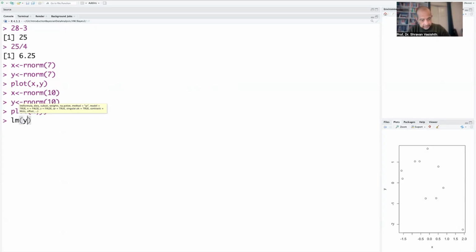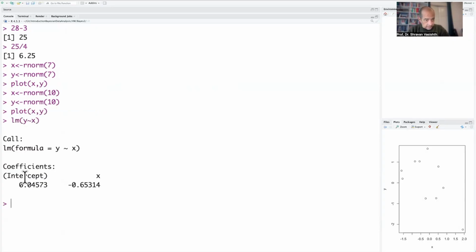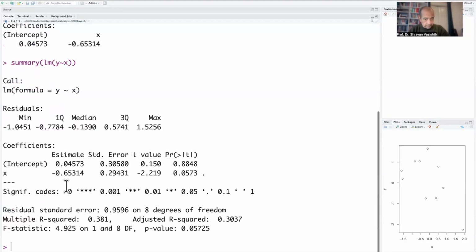I don't know what the linear model would tell me, but let's see. Y is a function of X, right? So it shows me a slope of minus 0.65, and is it significant? Yeah, it's close to significant, so it seems tantalizing that there is some relationship between X and Y, but we know that there isn't, right?